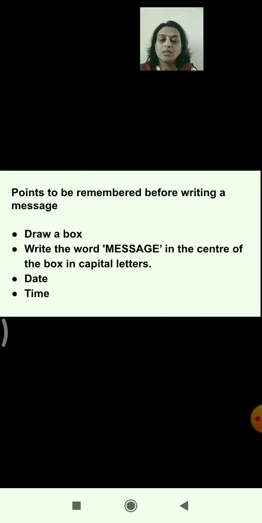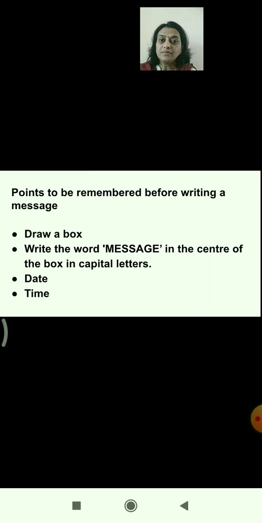box. So a box will always be drawn there. You have to take one paper and draw a box. There should always be a box. A message is always written in a box. Now I'm going to show you the example also, so that it will be clear how big the box should be. And you have to use a pencil for drawing the box.